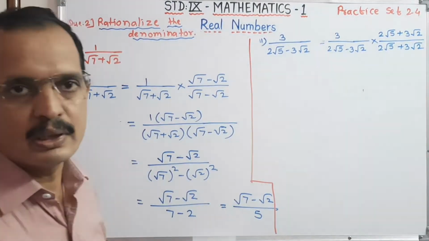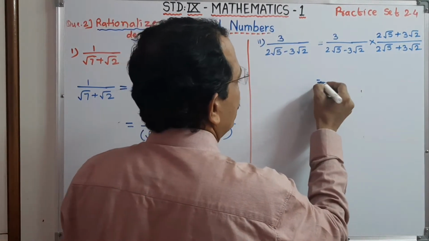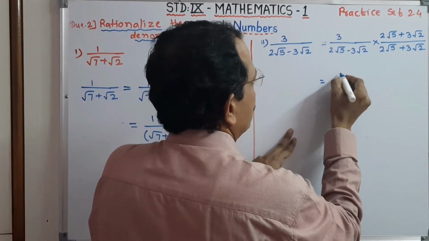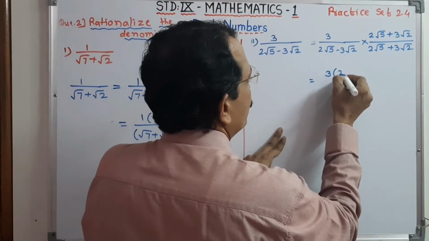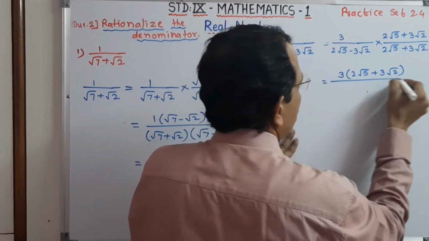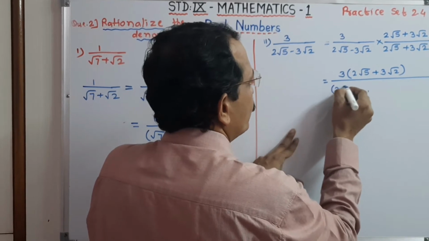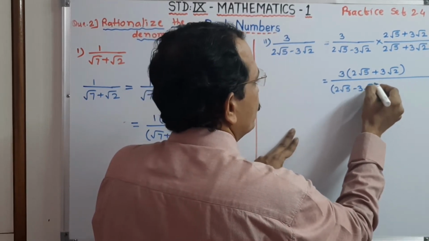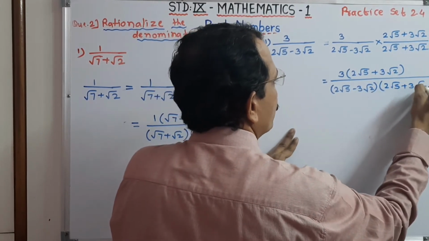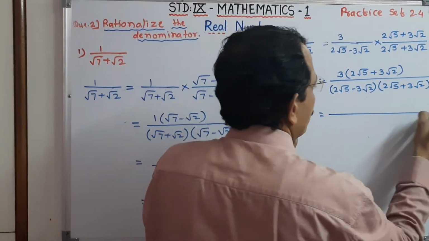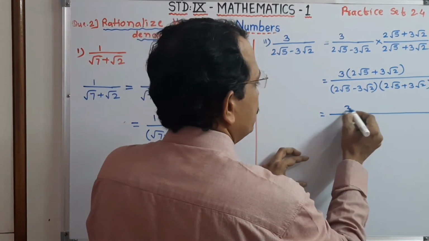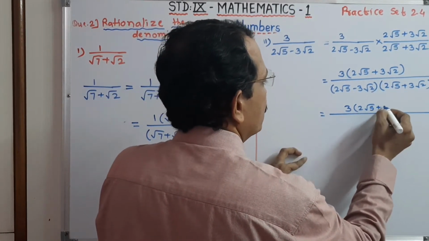Now we have to do the multiplication. Now see here, very easy. Numerator with numerator, denominator with denominator. That means 3 into 2 root 5 plus 3 root 2 is multiplied with 2 root 5 minus 3 root 2 multiplied with 2 root 5 plus 3 root 2. Dear student, no need to do the multiplication of numerator, leave as it is. It is 3 into 2 root 5 plus 3 root 2.